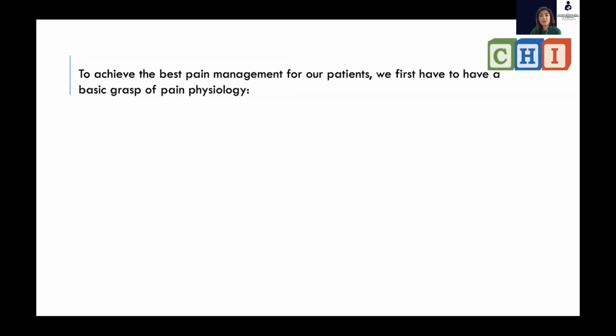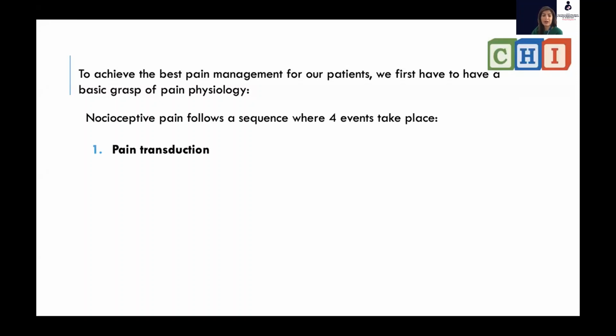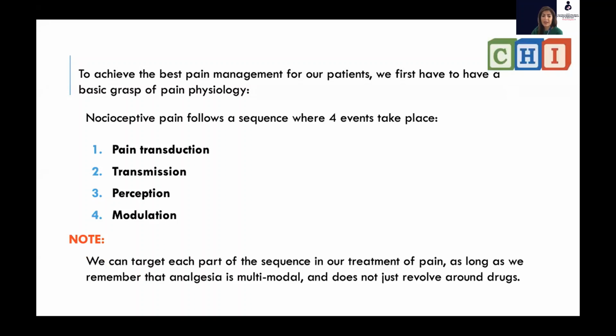To treat pain, we need to know basic physiology. We need to break the cycle in every aspect of pain physiology. So when there is tissue damage, nociceptive pain follows a sequence of 4 events. The main ones are pain transduction, transmission, perception, and modulation. Note that it's not only about drugs. Analgesia is multimodal and does not just revolve around drugs.